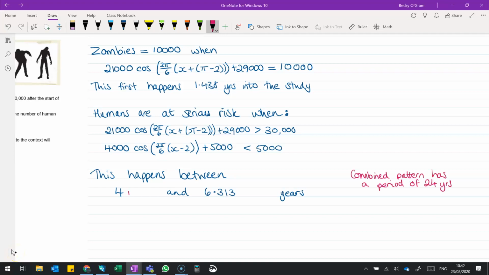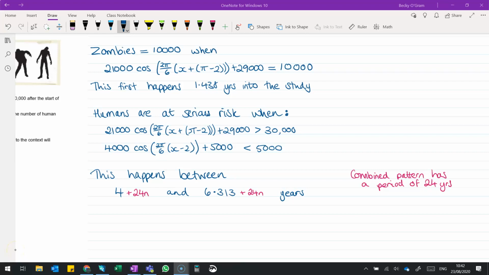which means that it will happen at 4 years plus 24 years afterwards, and at 6.313 plus 24 years afterwards again, and 24 years after that, and 24 years after that, and so on and so on. So we use 24n as that counter. So n is the counter of how many repeats of this pattern that we do, knowing that we can start at 4 and then see a repeat of that every 24 after that.